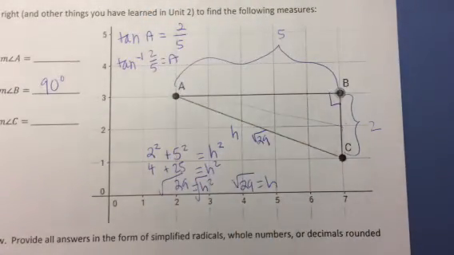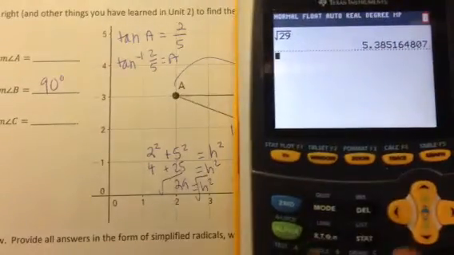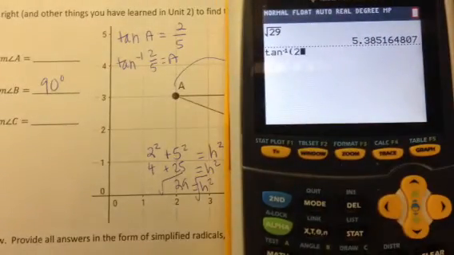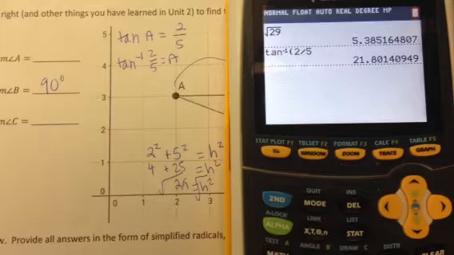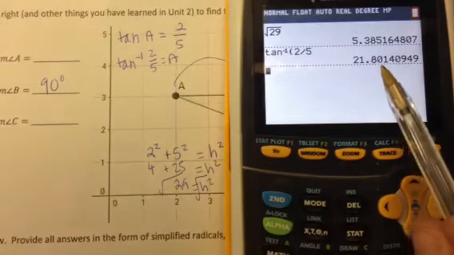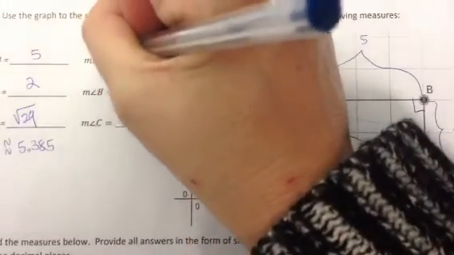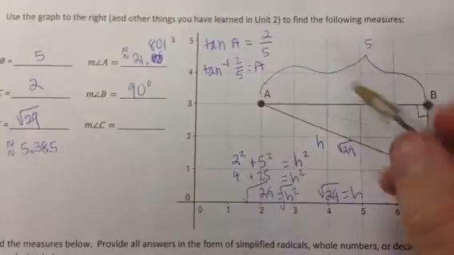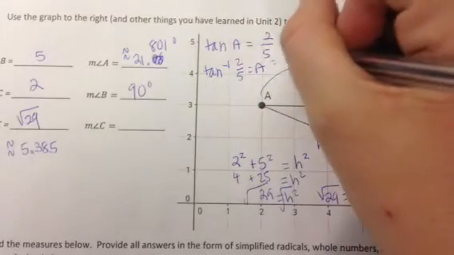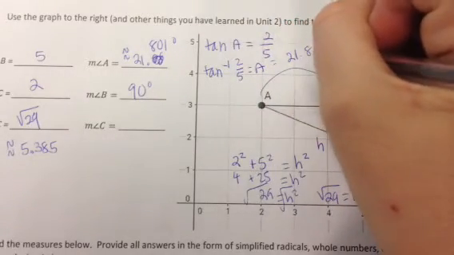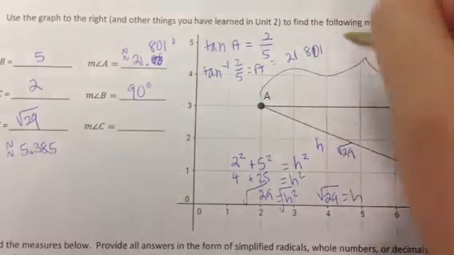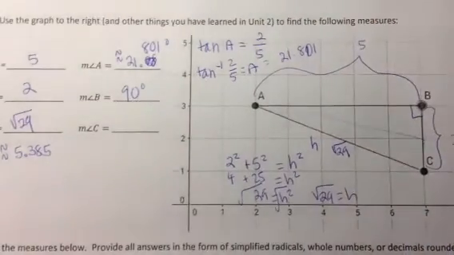So if we go to our calculator, the inverse tangent of 2/5, we get 21.801. So we are going to approximate that angle to be about 21.801 degrees. I wrote it backwards. Okay, I can't write and talk at the same time, apparently.